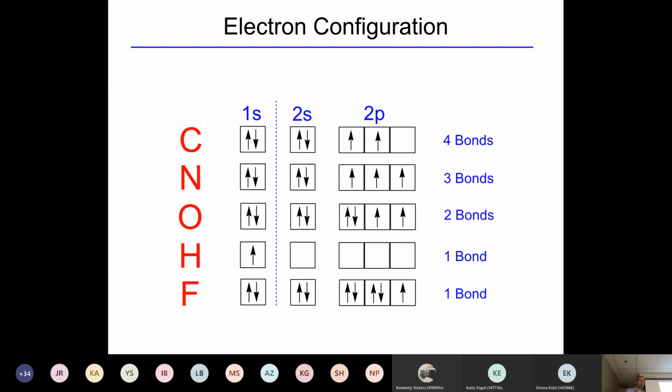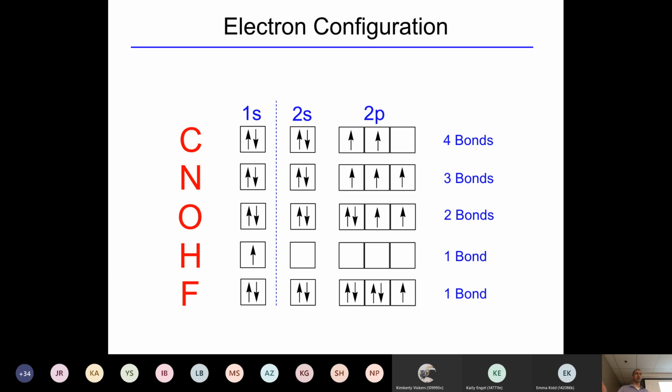So if you're in the second row, okay, then to fill the n equals 2 shell, you need to fill the 2s and all the 2p orbitals. Because there's 2 electrons in the 2s, 6 electrons in the 2p, you need to have 8 electrons to fill the n equals 2 shell.